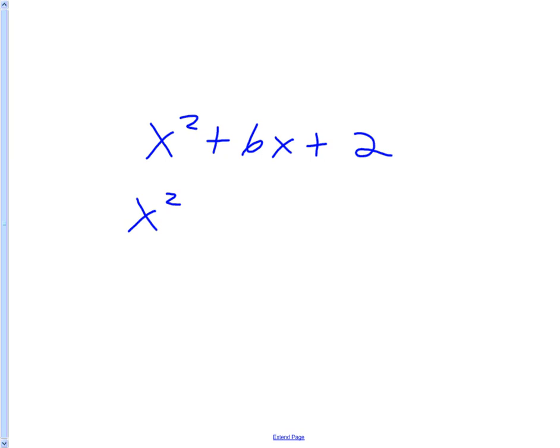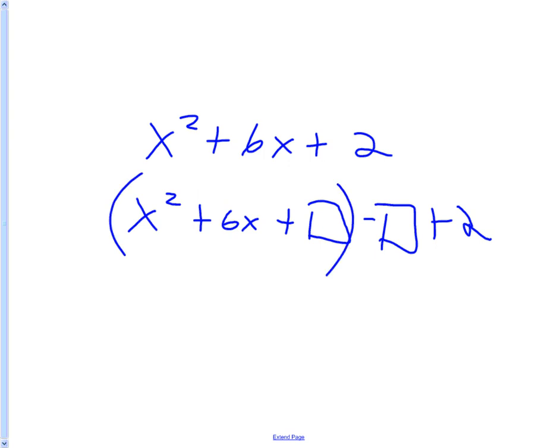Here's how I do it. Plus a box, minus a box, and then plus the 2. I like having 2 boxes. Because whatever I put in that box, I also put in that box. And it just keeps it really simple. So I take half of the 6 and then I square it. One way to remember that is call it Half-en square. Sounds like a little German boy. Come and get your pudding, Half-en square.